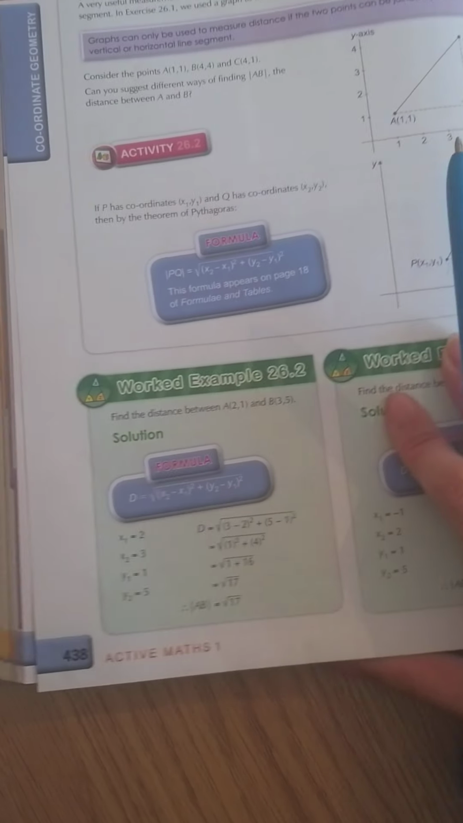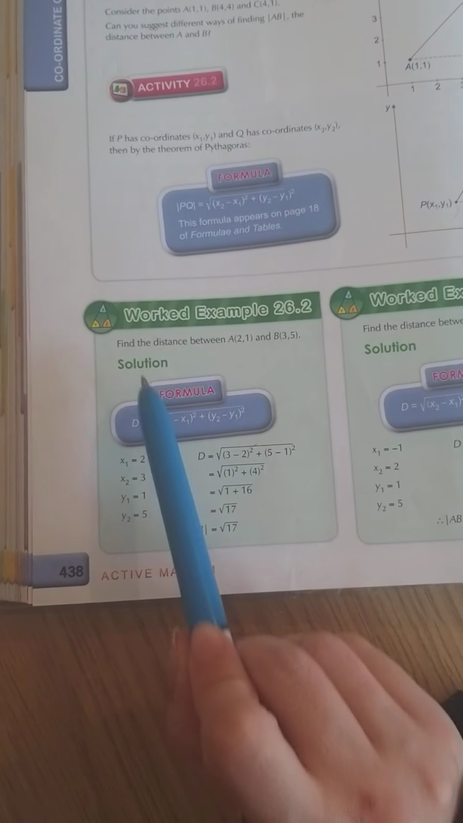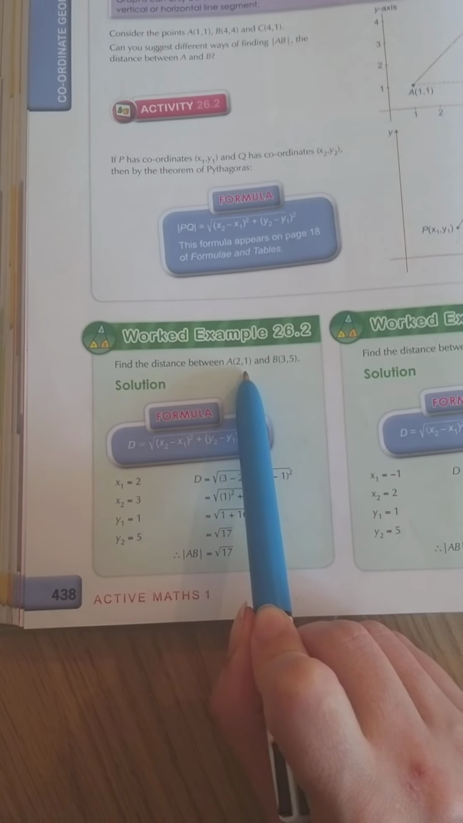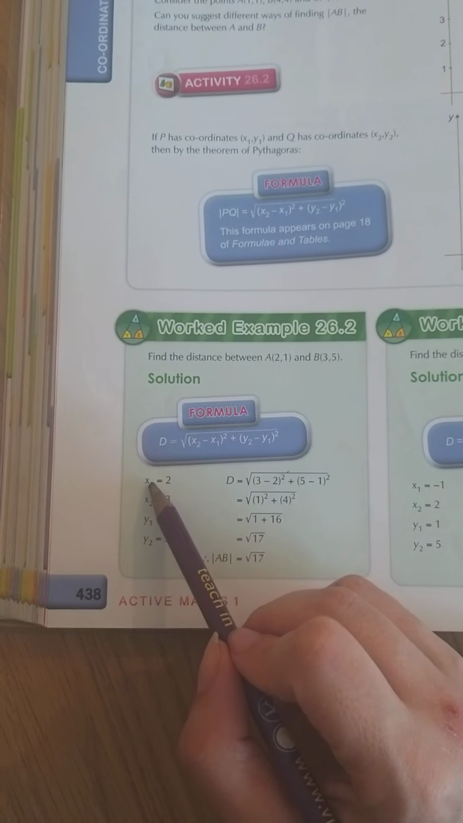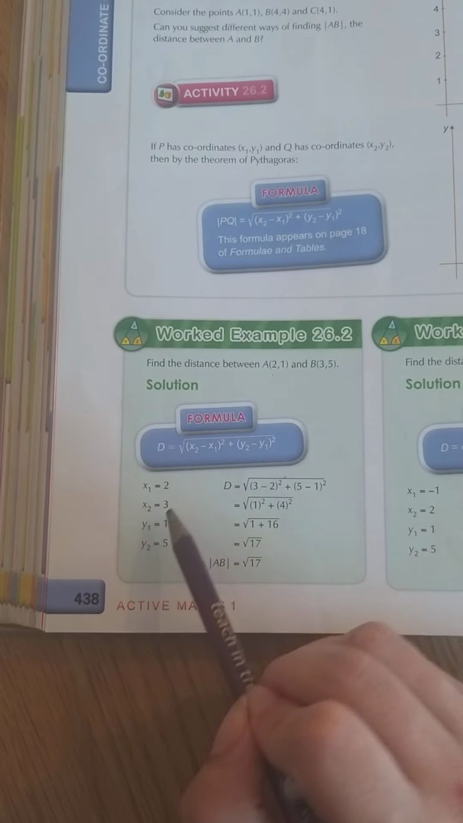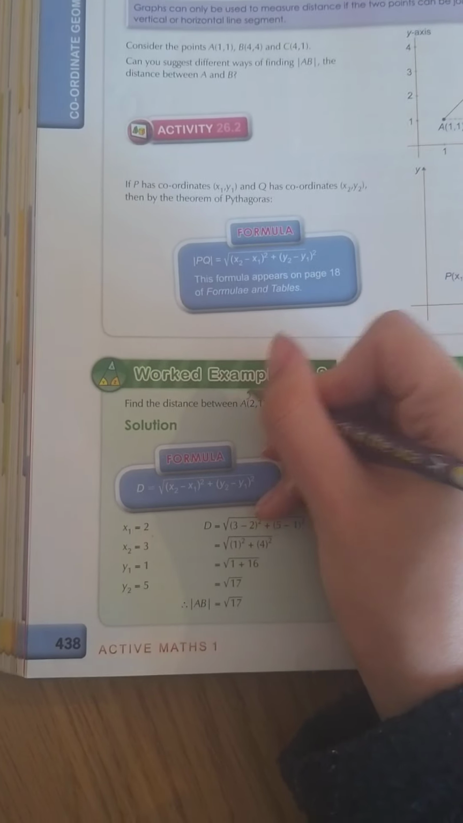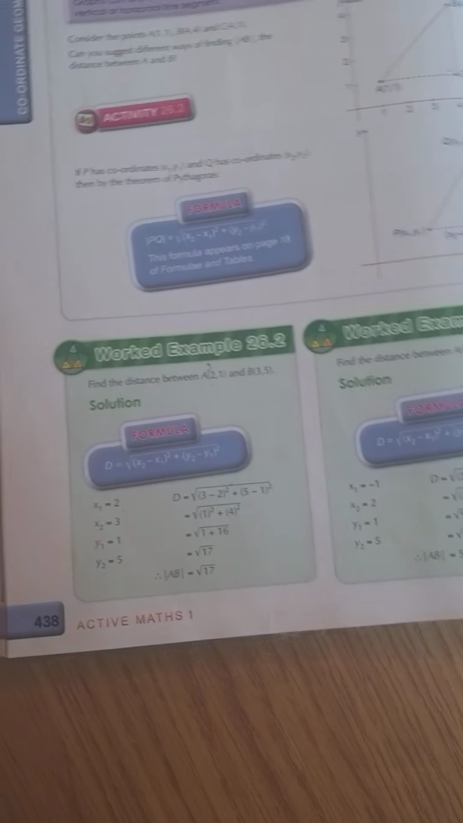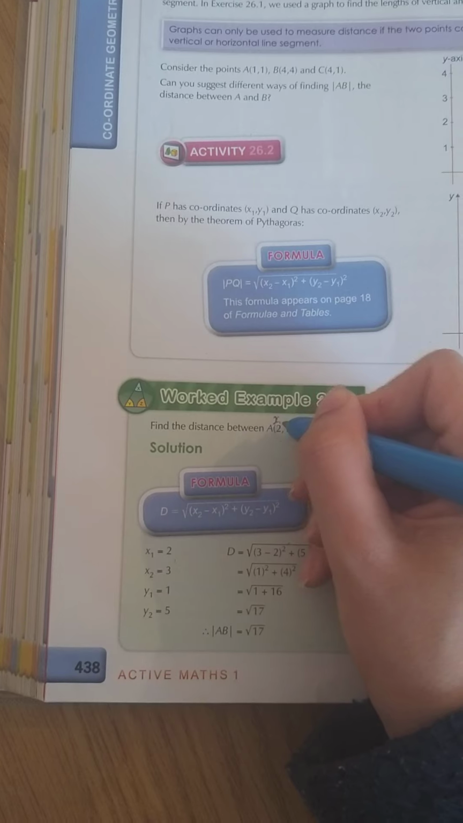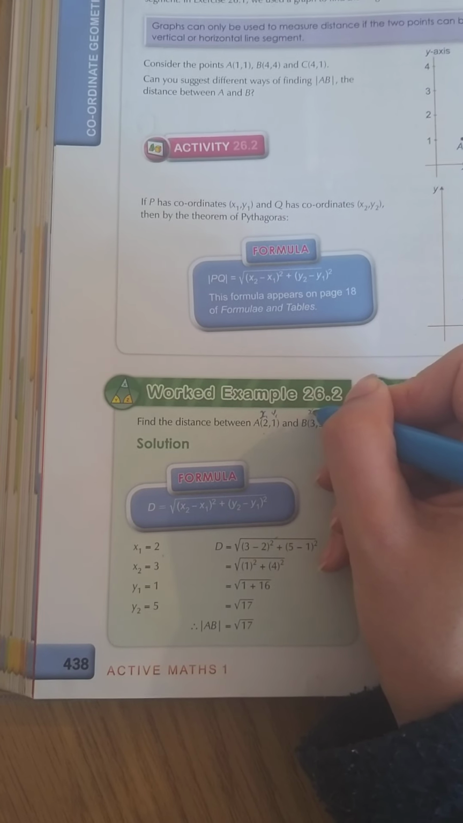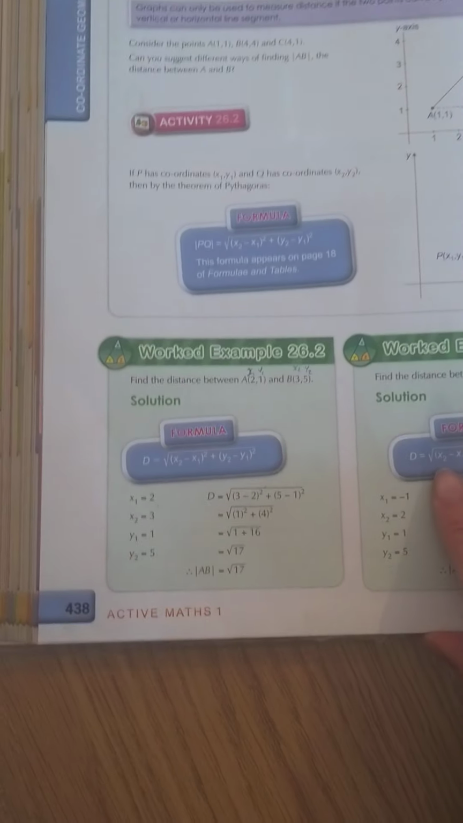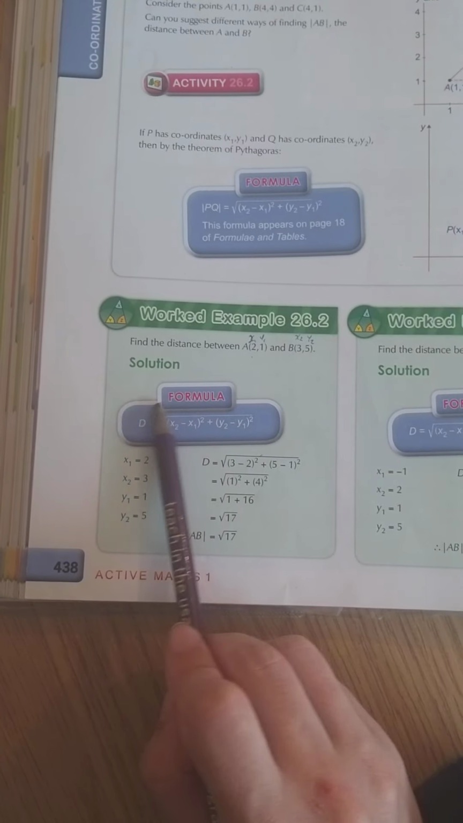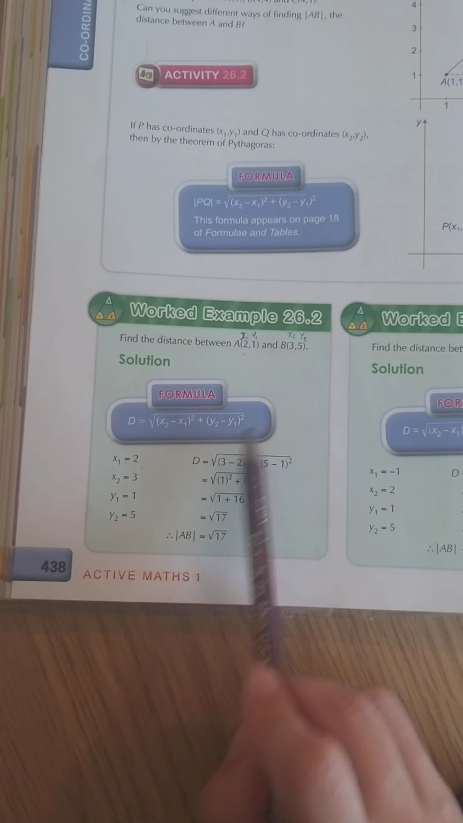So you will be given it in an exam situation. Okay, so if we look here at this first example, find the distance between A(2, 1) and B(3, 5). Now, they've written out x1, so your first x is 2. So I just write it over it. So x1, y1, x2, y2. And then once you have that done, you always start off with writing out your formula.